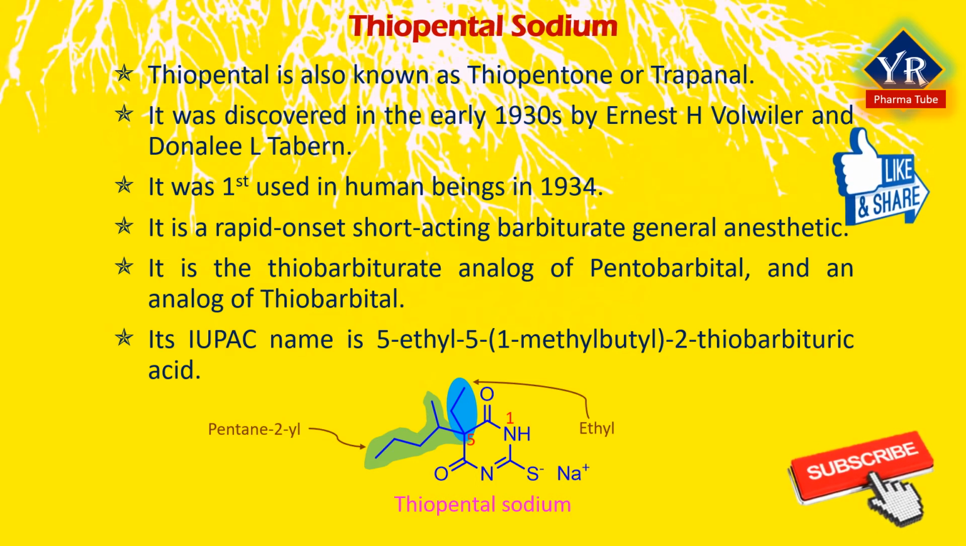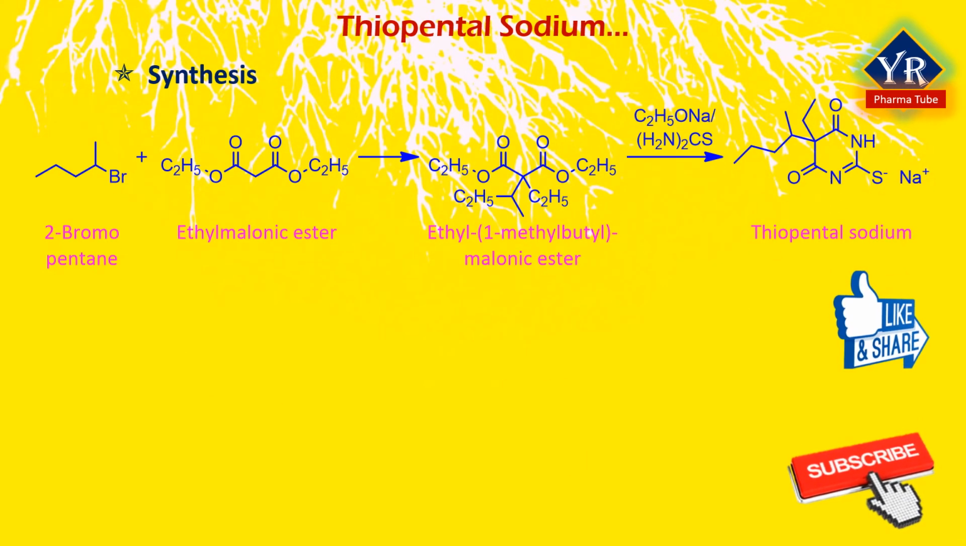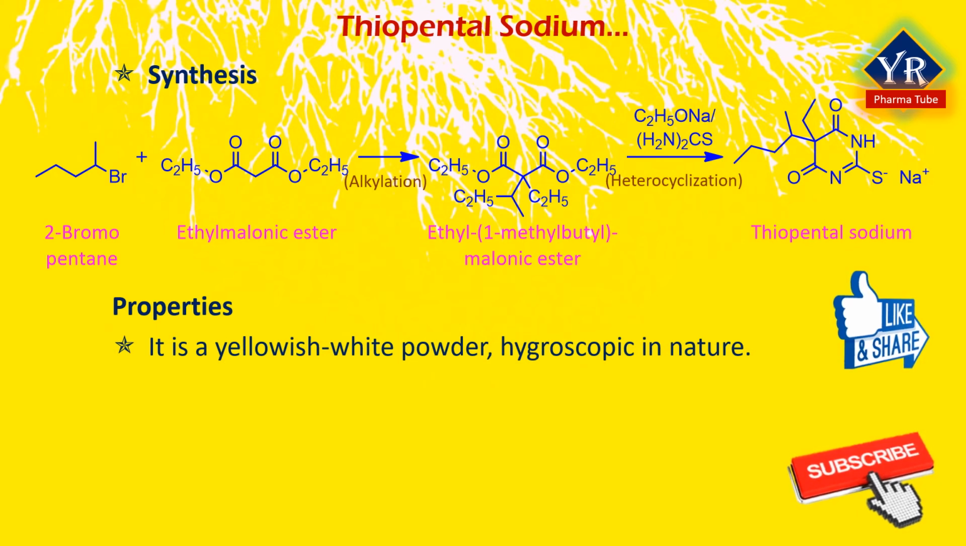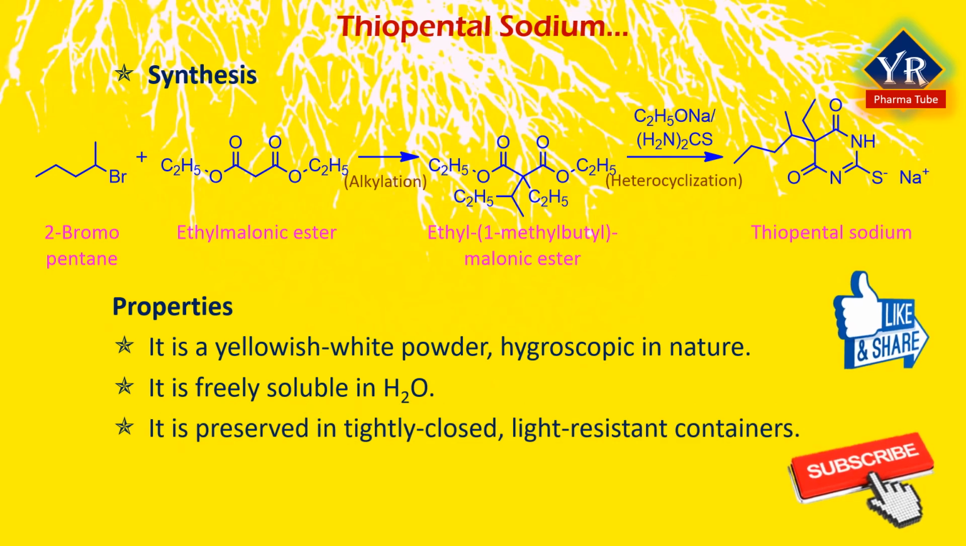It has a role as an anticonvulsant, a sedative, an environmental contaminant, a xenobiotic, a drug allergen, and an intravenous anesthetic. Thiopental is synthesized by the alkylation of ethyl malonic ester with 2-bromopentane in the presence of sodium ethoxide. The product ethyl 1-methylbutyl malonic ester undergoes heterocyclization with thiourea using sodium ethoxide as a base. It is a yellowish white powder, hygroscopic in nature. It is freely soluble in water and it is preserved in tightly closed, light-resistant containers.